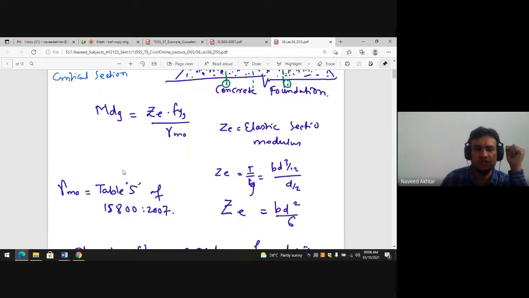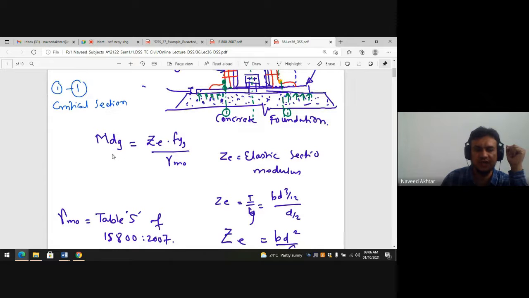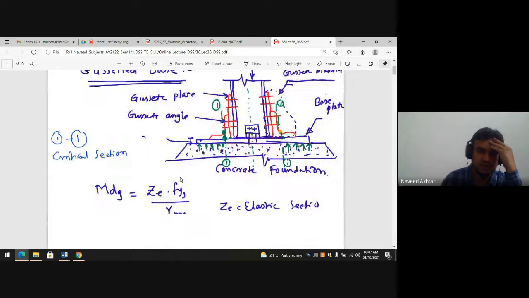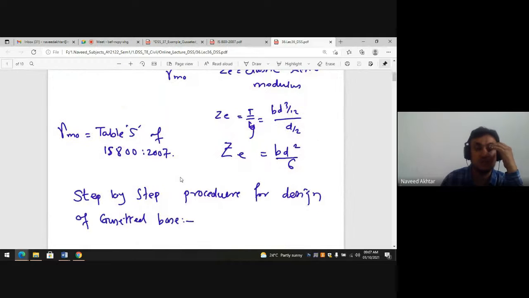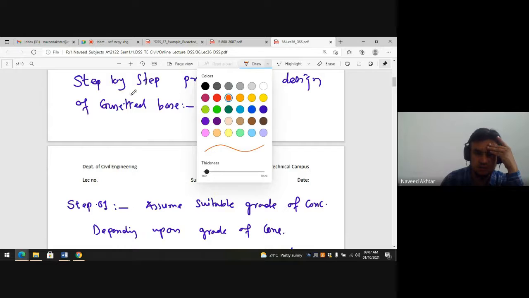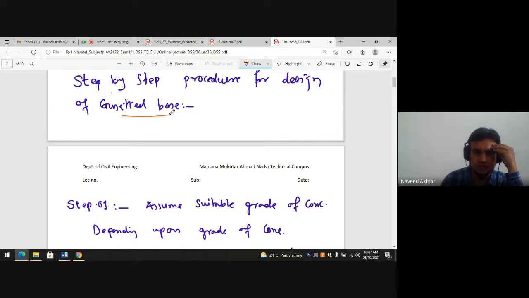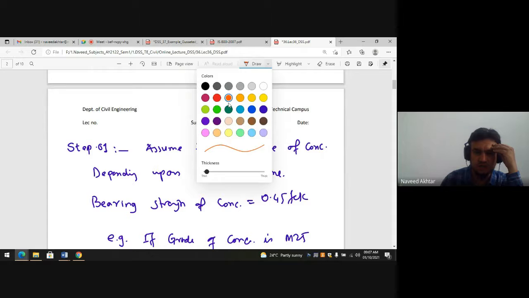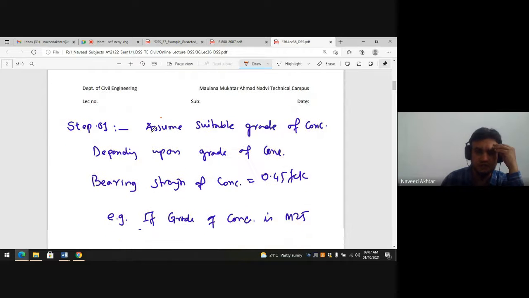Okay, so this states the design strength in bending: Z into Fy upon gamma m0. Z is the elastic modulus, and gamma m0 is the partial safety factor for material. Now you see the step-by-step procedure for the design of gusseted base. So we have completed yesterday all this part.